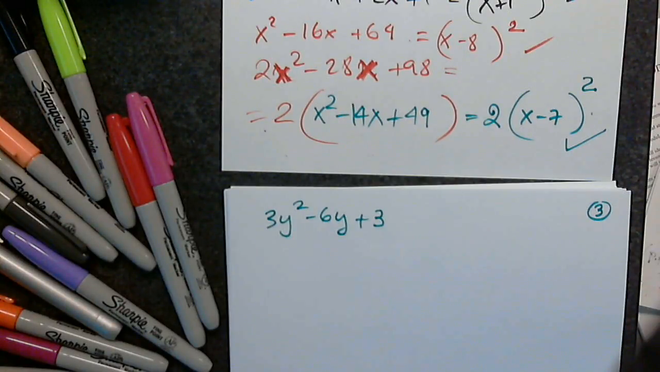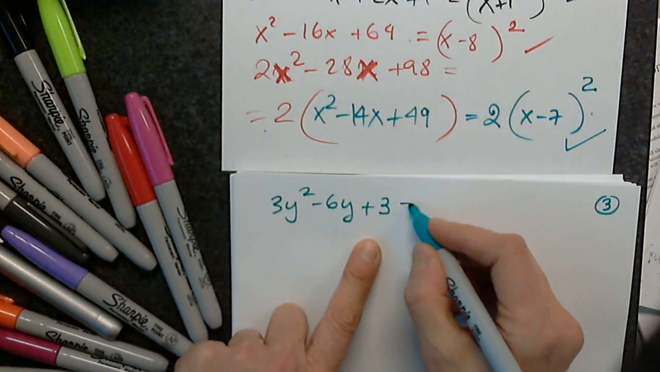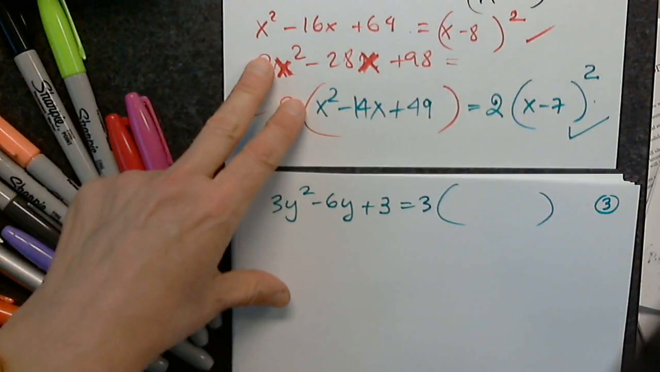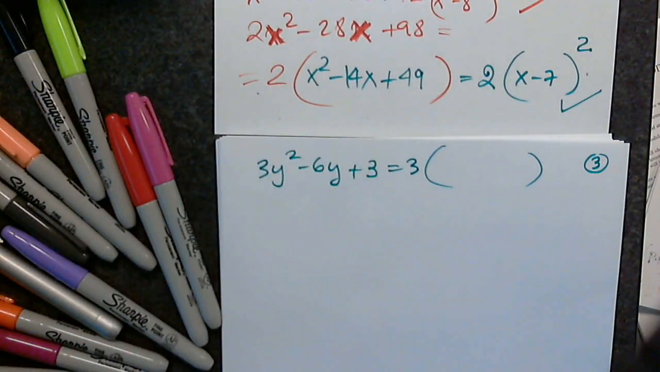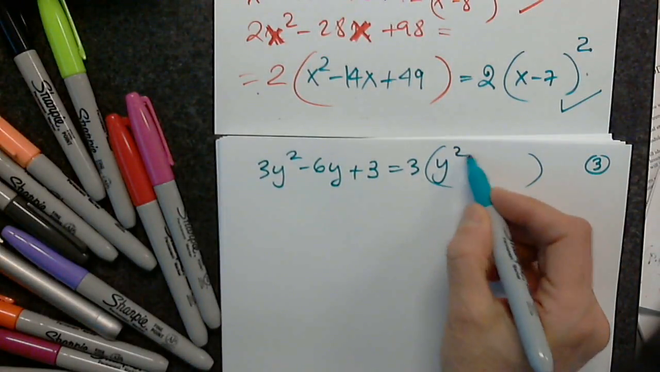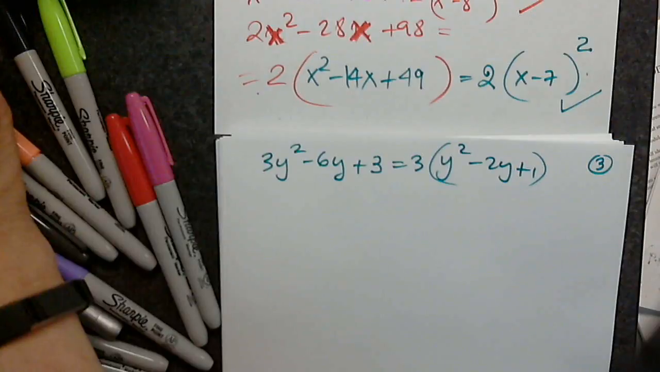3. It's 3, 6, and 3. So it doesn't have to be the same numbers for it to be the greatest common factor? It has to be a factor that goes into all of them that I can pull out. So what is left in parentheses? Y squared minus 2y. Good.